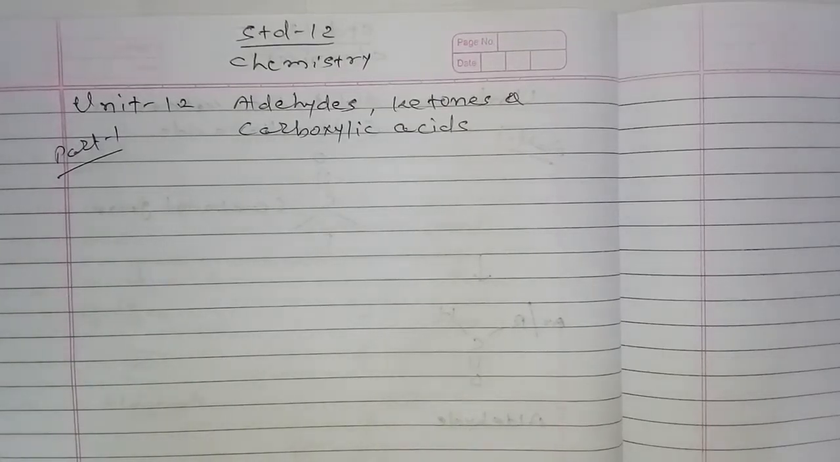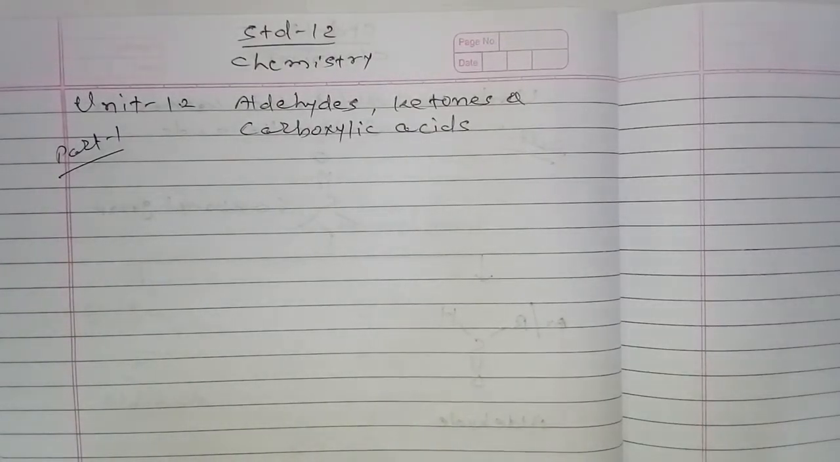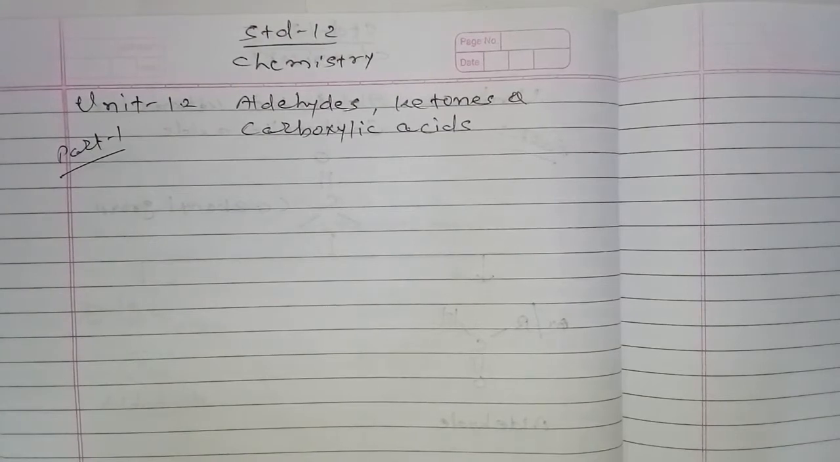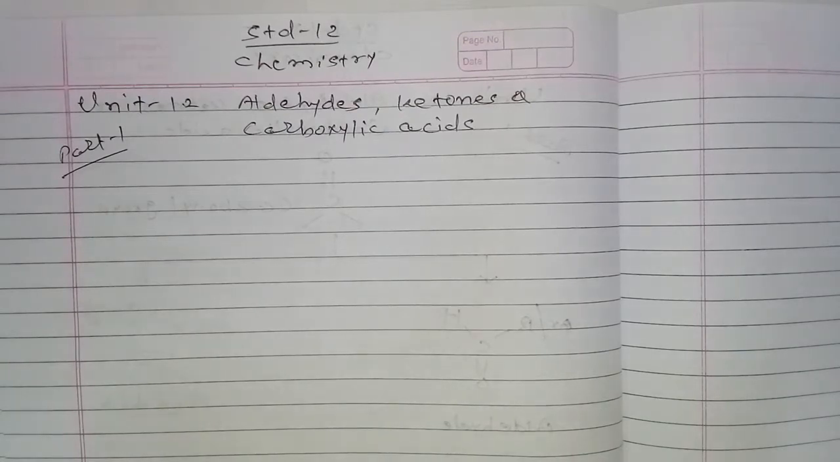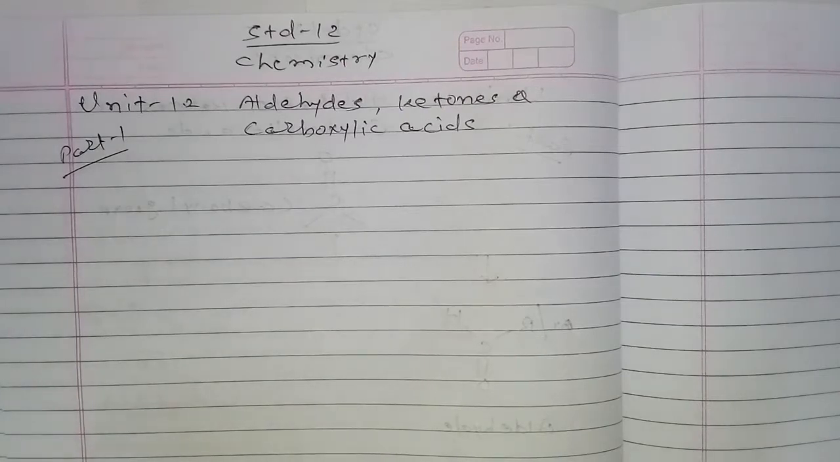Standard 12 Chemistry, Unit 12, Aldehydes, Ketones and Carboxylic Acid, Part 1. In this unit, we will discuss the preparation of aldehydes, ketones and carboxylic acids and then their chemical reactions. First of all, let's see the basic difference between aldehydes, ketones and carboxylic acids.